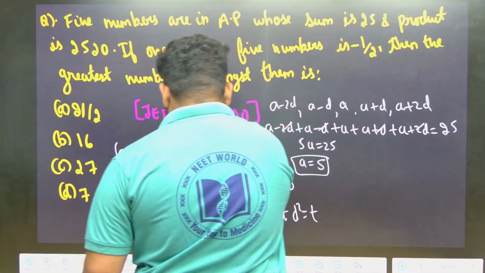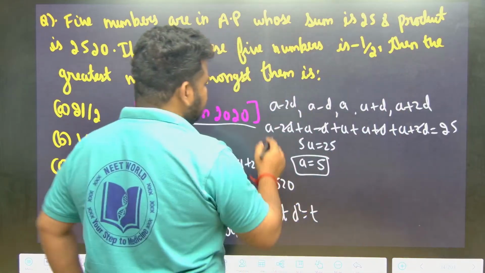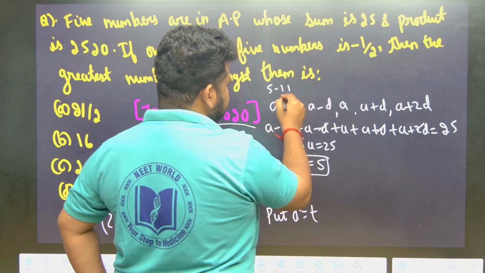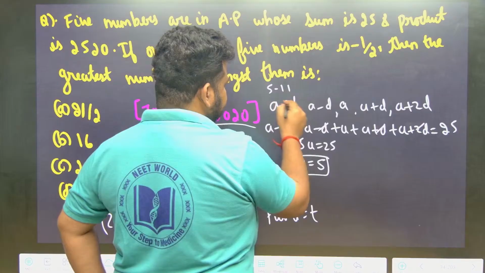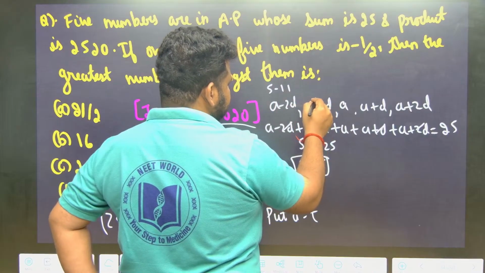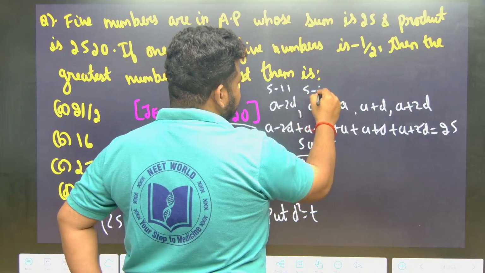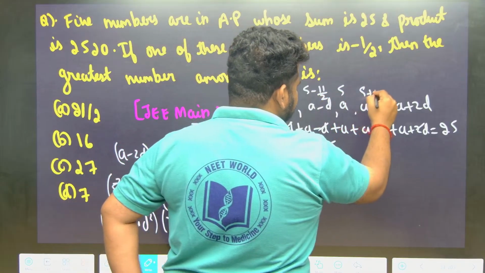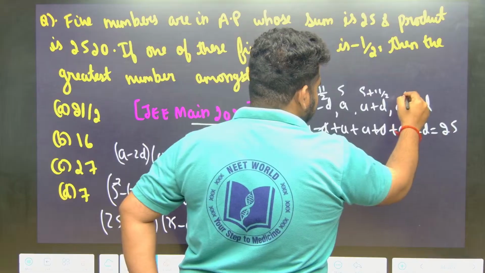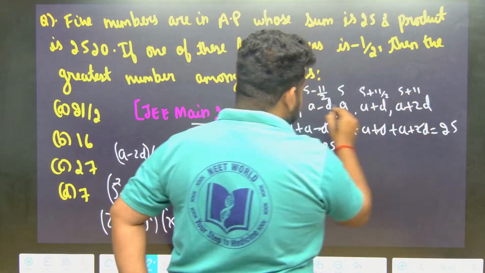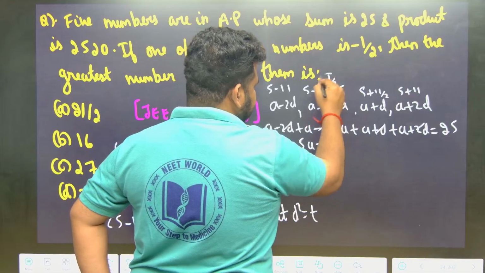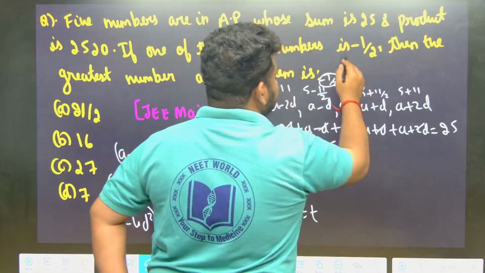If I put d is equal to 11 by 2, this will be 5 minus 11 by 2, because 11 by 2 into 2, the 2 cancels, and this will be 5 plus 11 by 2, and this will be 5 plus 11. Now see here, 2 5s are 10, 10 minus 11, that will be minus 1 by 2. I am getting minus 1 by 2 here. So definitely one of the terms should be minus 1 by 2.